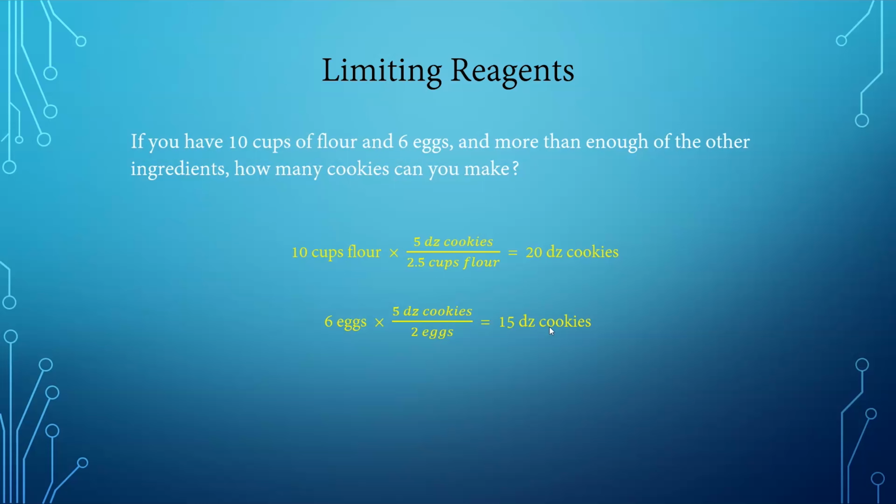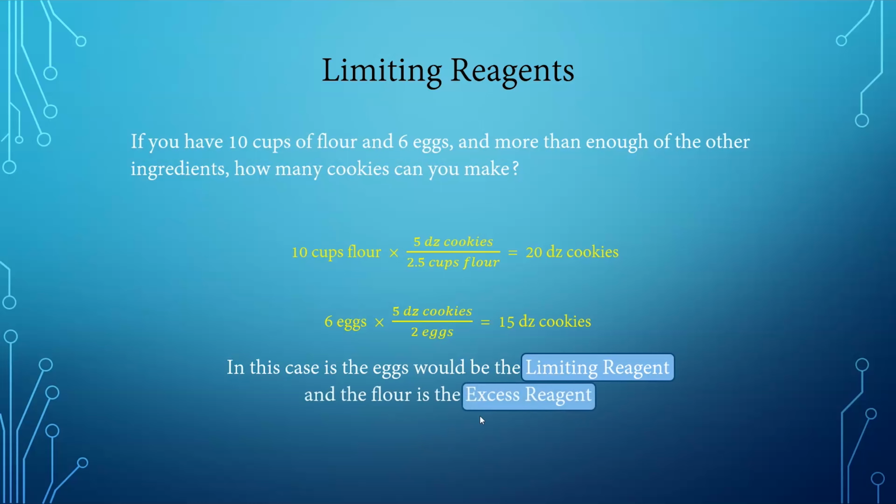So the answer to the question, how many cookies can you make, is however many the limiting reagent will allow you to make. So in this particular case, eggs would be the limiting reagent, or in this case, the limiting ingredient in our recipe. The flour is known as an excess reagent. In this case, all the other ingredients would be excess reagents, since we had more than enough of everything else. In a chemical reaction, you only have one limiting reagent, but everything else in the reaction would be an excess reagent.